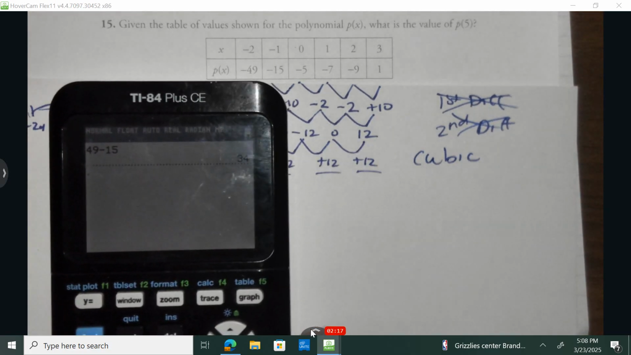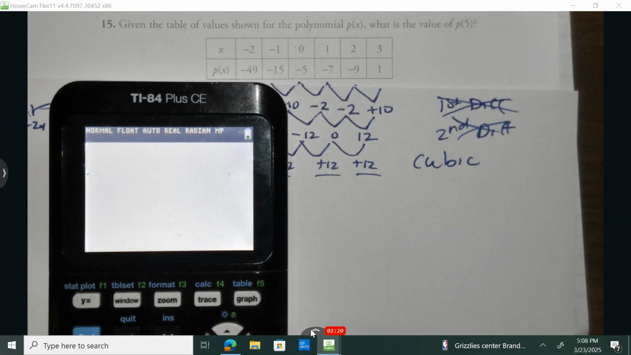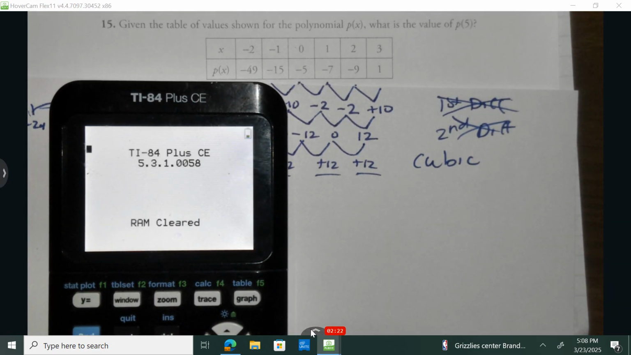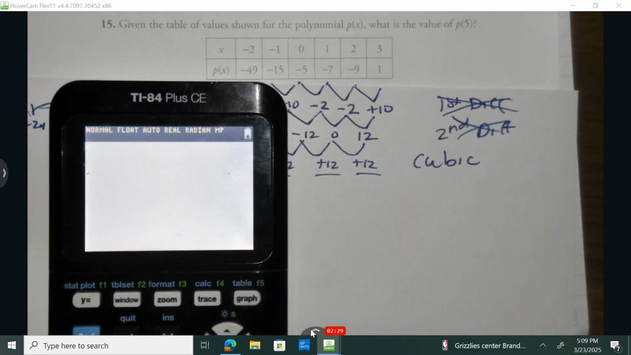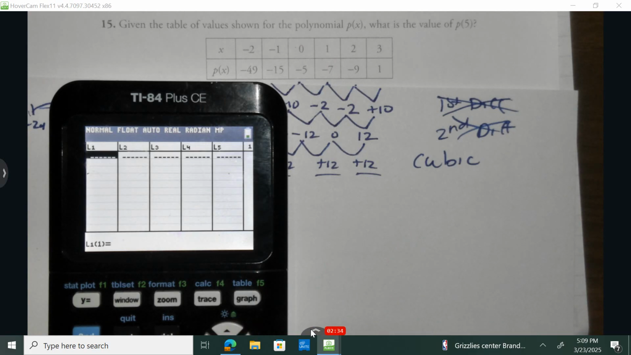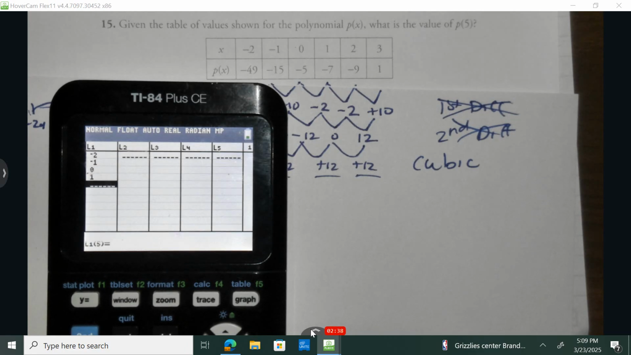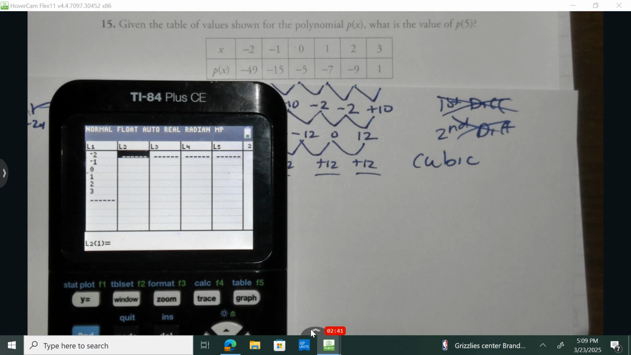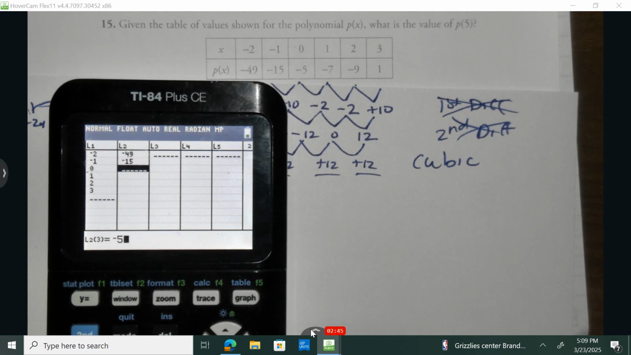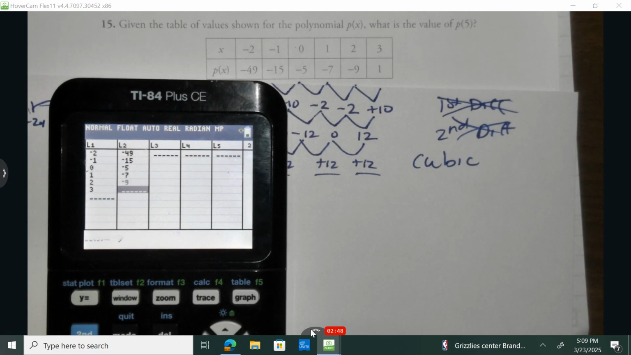Grab your graphing calculator, please, and do second plus 7, 1, 2. Let's clear the RAM. Now we're going to use a cubic regression model in order to find an equation that is going to take these points. Let's go up here and hit Stat, and Edit is already there. We're going to press Enter. L1 is going to be your x value, so negative 2, negative 1. And we're going to go back and do the same for the corresponding y values. Negative 49. It's really easy to make small mistakes when you're going through this, so don't rush the process. I'm actually going to go back and make sure everything looks good.